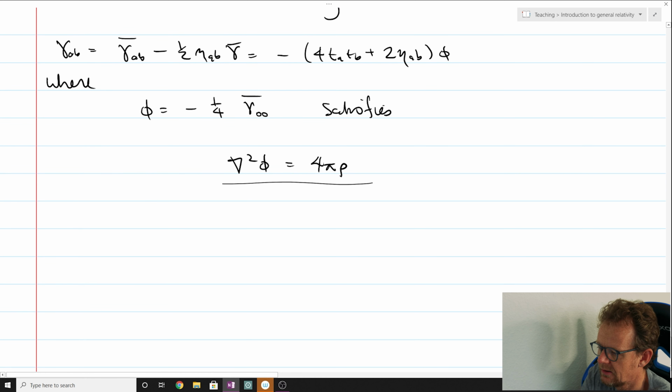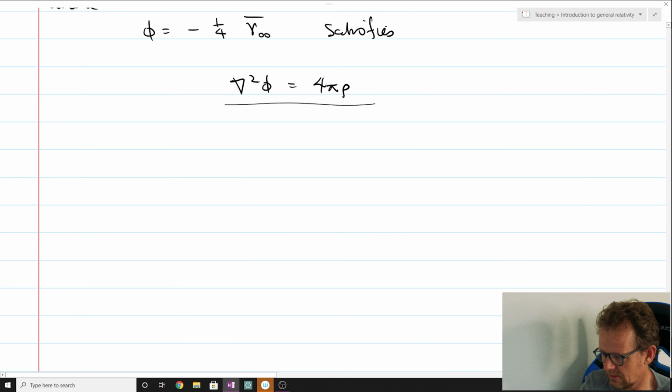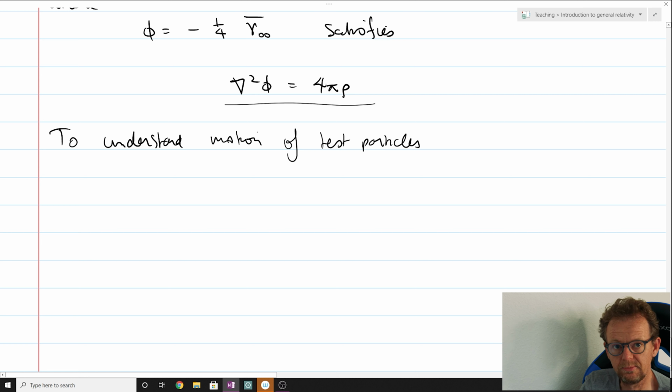We've solved Einstein's linearized Einstein equations in this particular limit, and we found something that looks suspiciously like Newtonian theory, but we haven't actually deduced that it reduces to the Newtonian limit. To do that, we need to understand the motion of test particles. How do test particles move in this particular geometry?